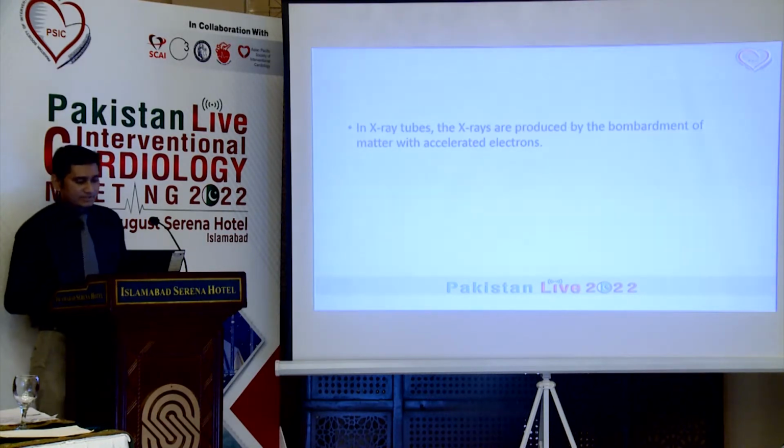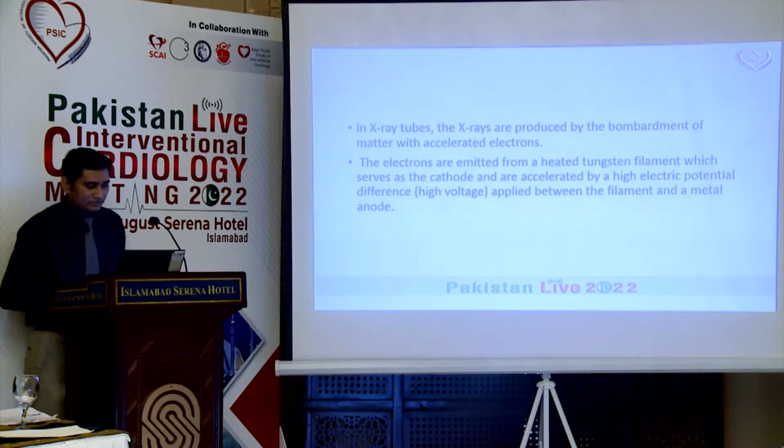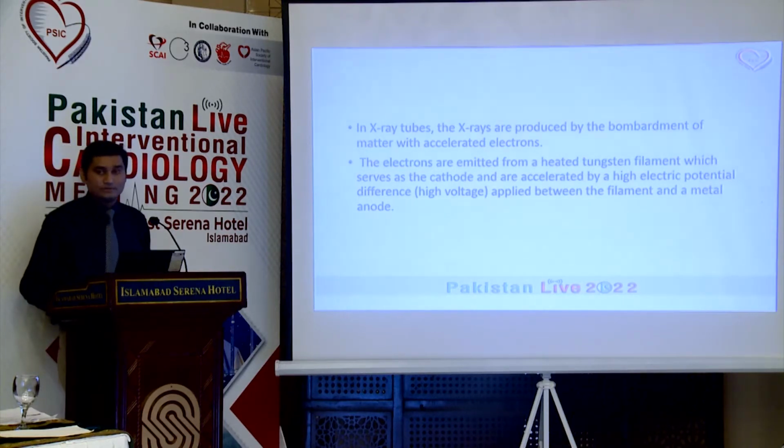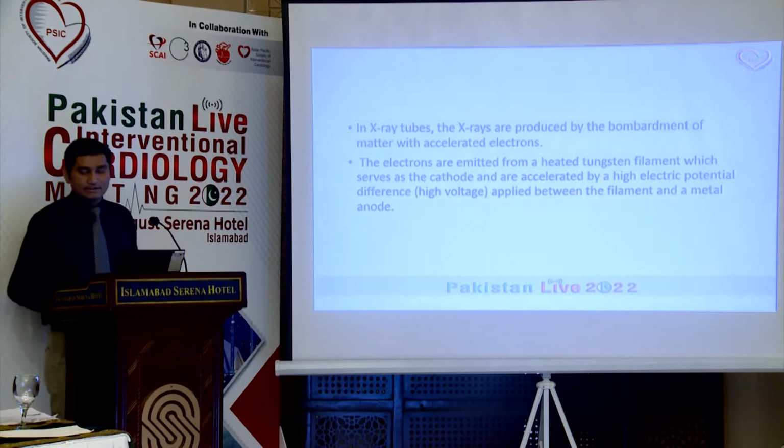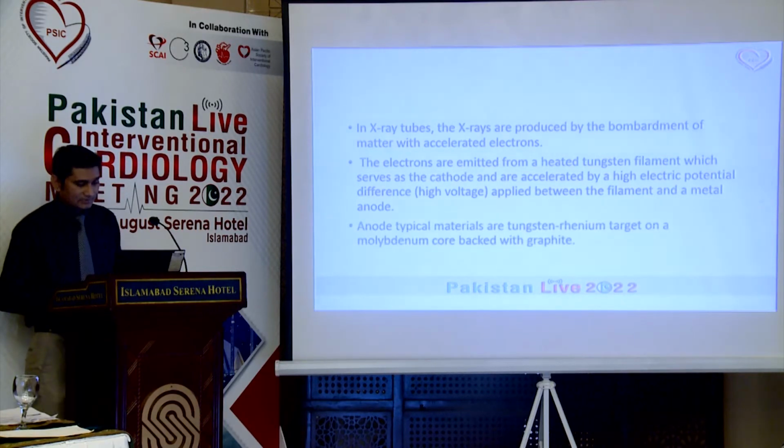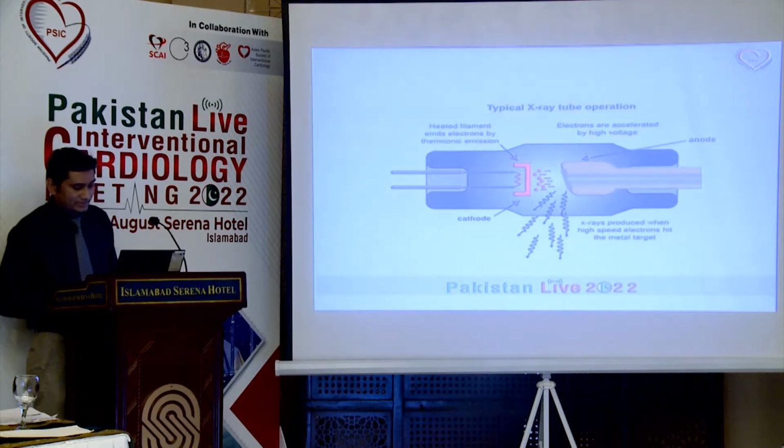In X-ray tubes, the X-rays are produced by the bombardment of matter with accelerated electrons. These electrons are emitted from a heated tungsten filament which serves as the cathode and are accelerated by a high electric potential difference, that is high voltage applied between the filament and a metal anode. Typical anode materials are tungsten-rhenium target on a molybdenum core backed with graphite. So this is a little bit difficult.